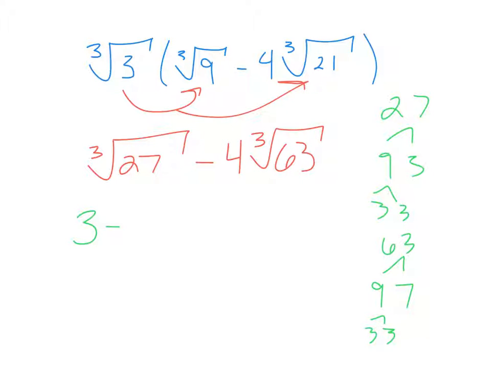So you can't do that. So what do you do with it then? Nothing. Okay, so then what's your answer? 3 minus 4 cube root of 63. Is that okay?